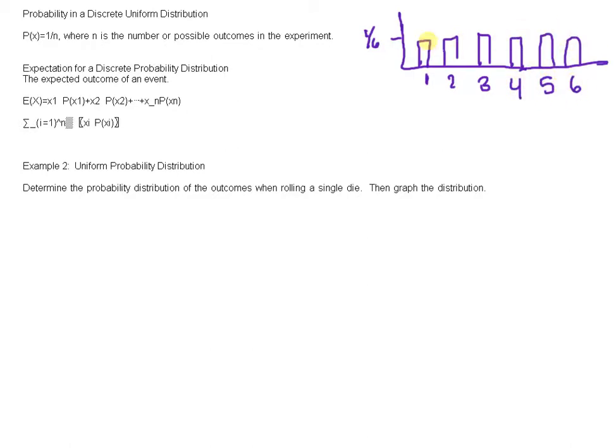If you think about it, when we think of uniform, we think all the same. Okay, so the probability of a discrete uniform, we just put 1 over n. N for this case, like rolling a die, being 6. Okay, there's 6 different outcomes, so each one is going to be 1 over 6.